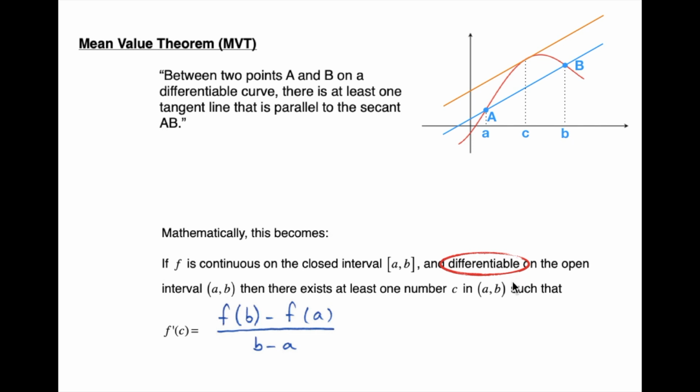And then there's this "at least one" here. We will see examples of why we say at least one. There might be more than one place where a tangent line is parallel to the secant line. There is at least one. That is the promise of the MVT.